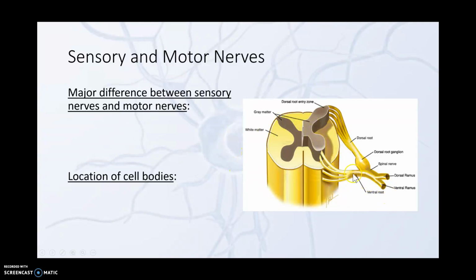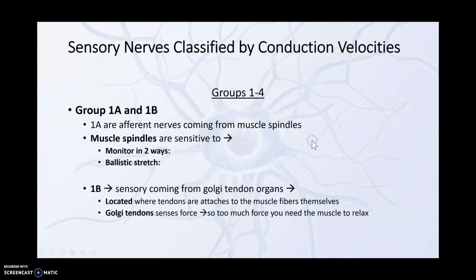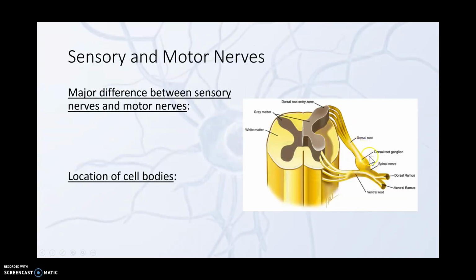Right, so the ventral root, which is our motor pathway over here, we don't see a bump because they do not contain the cell bodies. Those cell bodies are actually in here. And this is where the cell bodies are of our dorsal root, our sensory nerves.